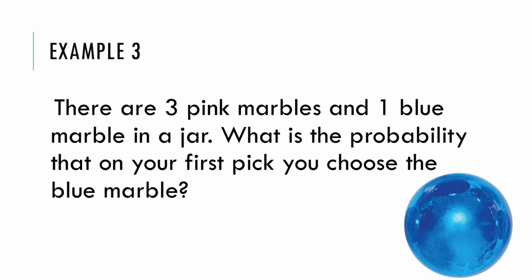In example 3, there are 3 pink marbles and 1 blue marble in a jar. What is the probability that on your first pick you choose the blue marble? So P for probability and in brackets blue. So if there's 3 pink marbles and 1 blue marble, there is 4 different marbles that you could possibly pick out of that jar. So the number of possible outcomes is 4. If we only want a blue marble, we only want 1 of those because there's only 1 blue marble. Therefore, it's a 1 on the top and the probability of picking a blue is 1 over 4.